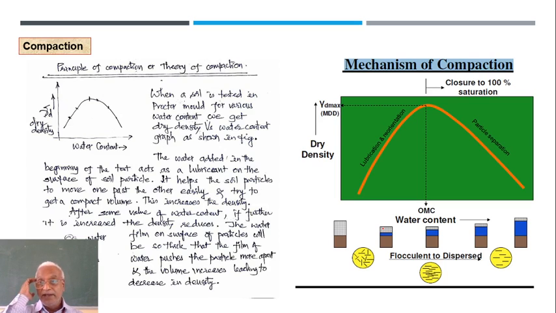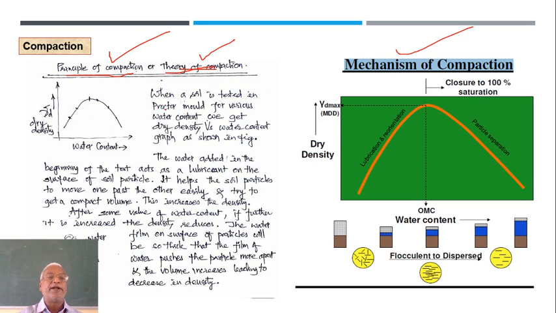Mechanism of compaction, or it is also called theory of compaction, or principle of compaction. All mean the same; there are three ways it is referred to. So here, when a soil is tested in a Proctor mold, you can understand there is a mold and then we are going to test. Proctor is the person behind this study. That's why it is called the Proctor mold.